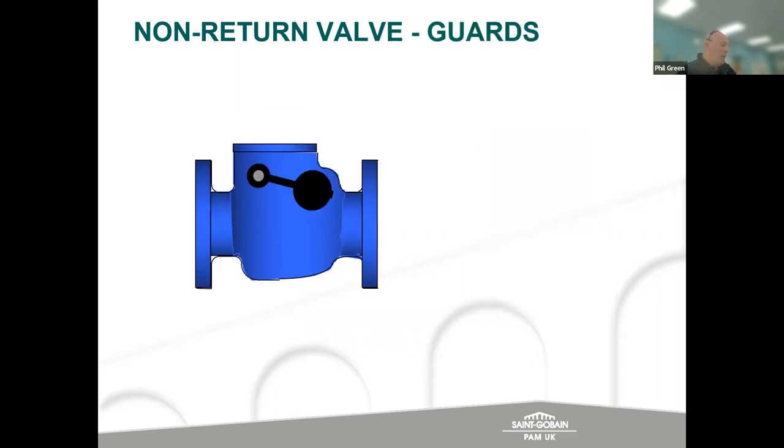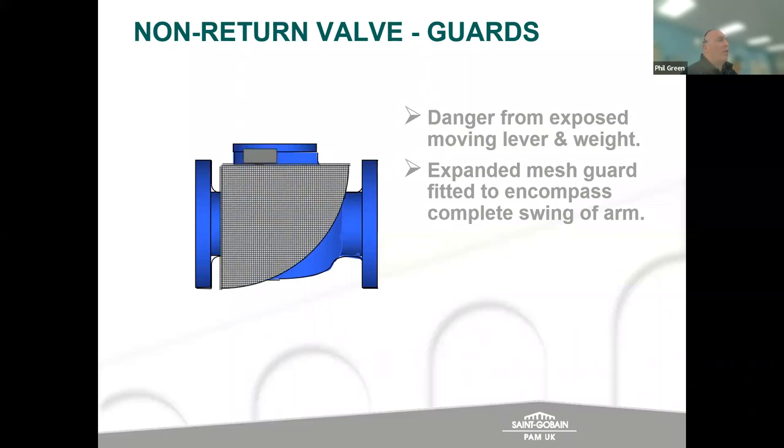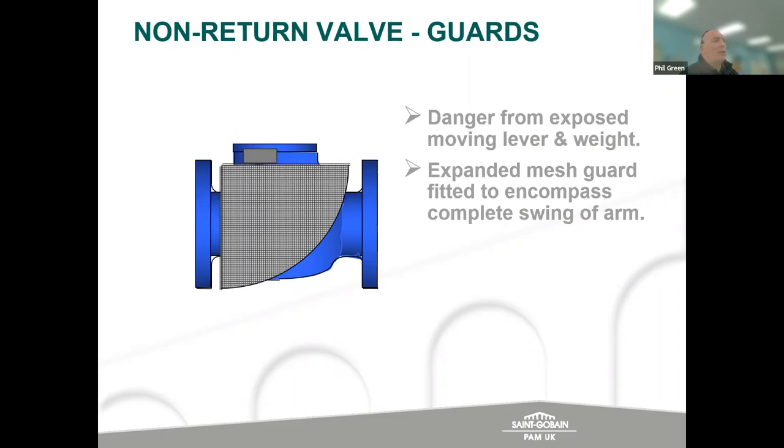So in accordance with health and safety, where you do use a lever and weight, you've got some potential exposure for moving parts. So what we'd also recommend where you have a lever and weight is that you have an expanded mesh guard fitted to encompass the swing arm of the valve. And this means that whenever non-return valves are used with a lever and weight, a protective guard should also be specified so they don't damage anybody, or foul anybody or any equipment that you might have on site. So that's basically a simple non-return valve.